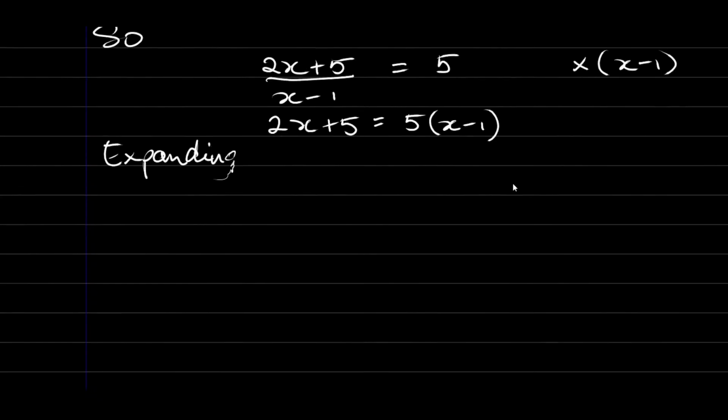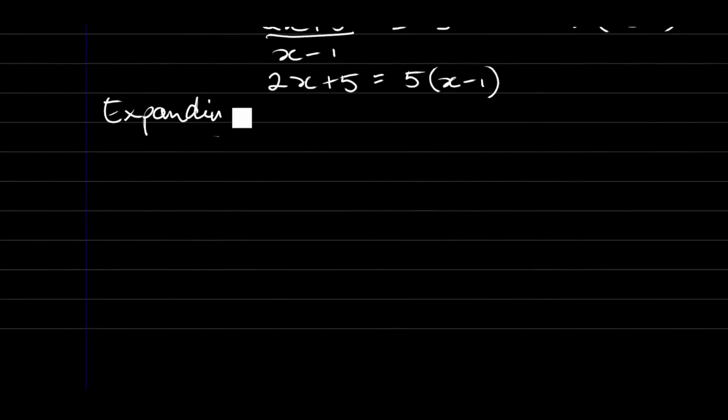Oopsie. Right? That's because I didn't scroll long enough. Expanding here, we're going to have that 2x plus 5 is equal to 5x minus 5. What am I going to do? I'm going to put all the x's on one side and all the numbers on the other side, and to do that, I'm going to minus 2x from both sides, and if I'm minusing 2x from that side, I am going to add 5x on that side so I can get rid of that.